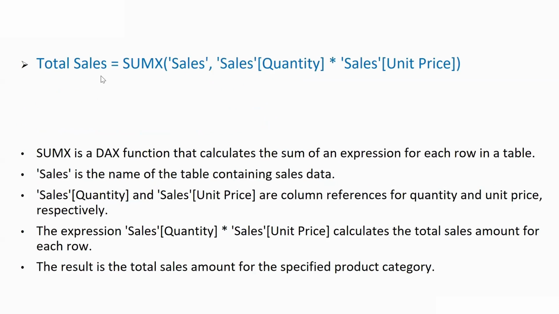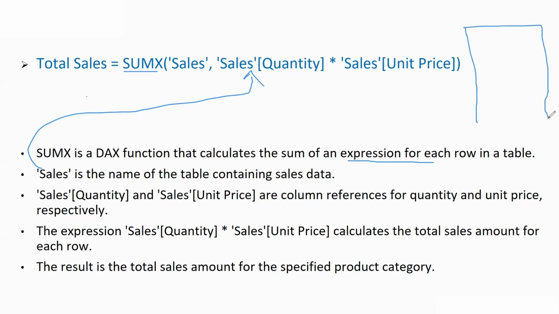Here, I have an example of one of the DAX functions: Total Sales equals SUMX, Sales, Sales[Quantity] times Sales[Unit Price]. Now I will tell you what this function means by looking at each term one by one. SUMX here is the DAX function that calculates the sum of an expression for each row in a table. Then Sales here is referring to the table containing the sales data. So I have sales data here and it would contain multiple columns.